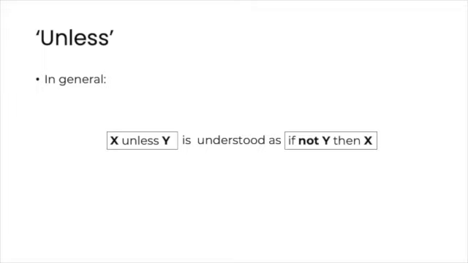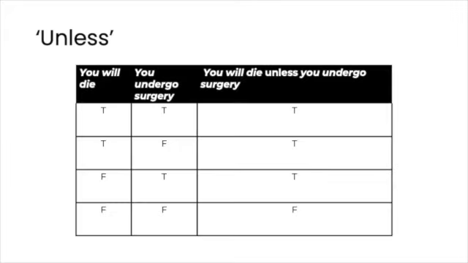So the evaluation for unless sentences is this. You will die unless you undergo surgery is only false when you undergo surgery is false and you will die is false. Remember that what the sentence expresses is that your not undergoing surgery guarantees that you will die. Thus, if you undergo surgery is false and you will die is false, then the sentence is false. Also, if you undergo surgery is false and you die is true, the doctor's dire prediction has come true, and so you can't say that they have lied. We owe them a true in this case.